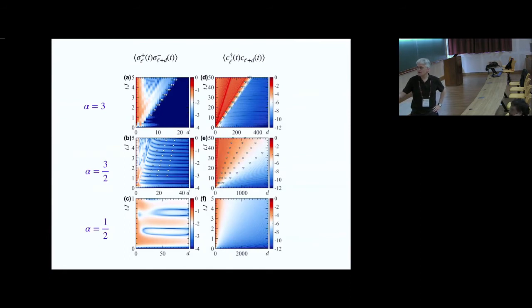No. What I'm looking at here are equal time correlation functions. Yeah, but the out-of-time-order correlator is just a completely different quantity. It's a non-equal time quantity.